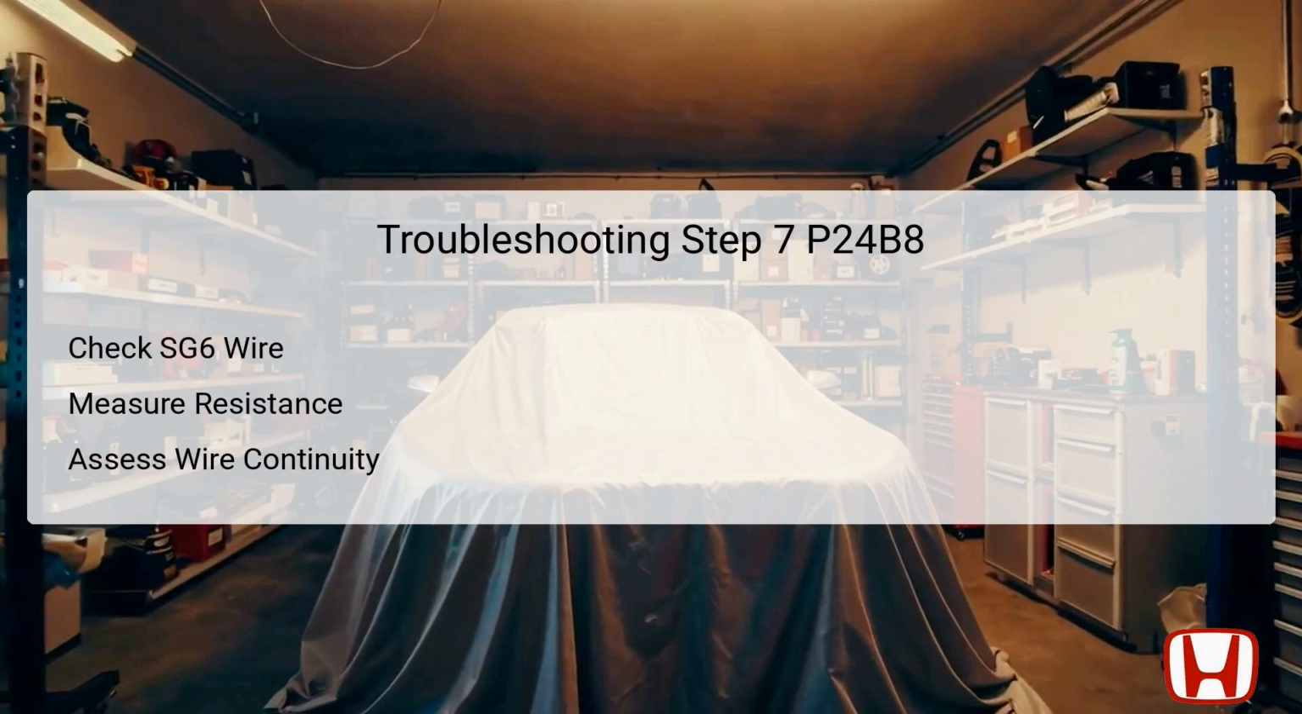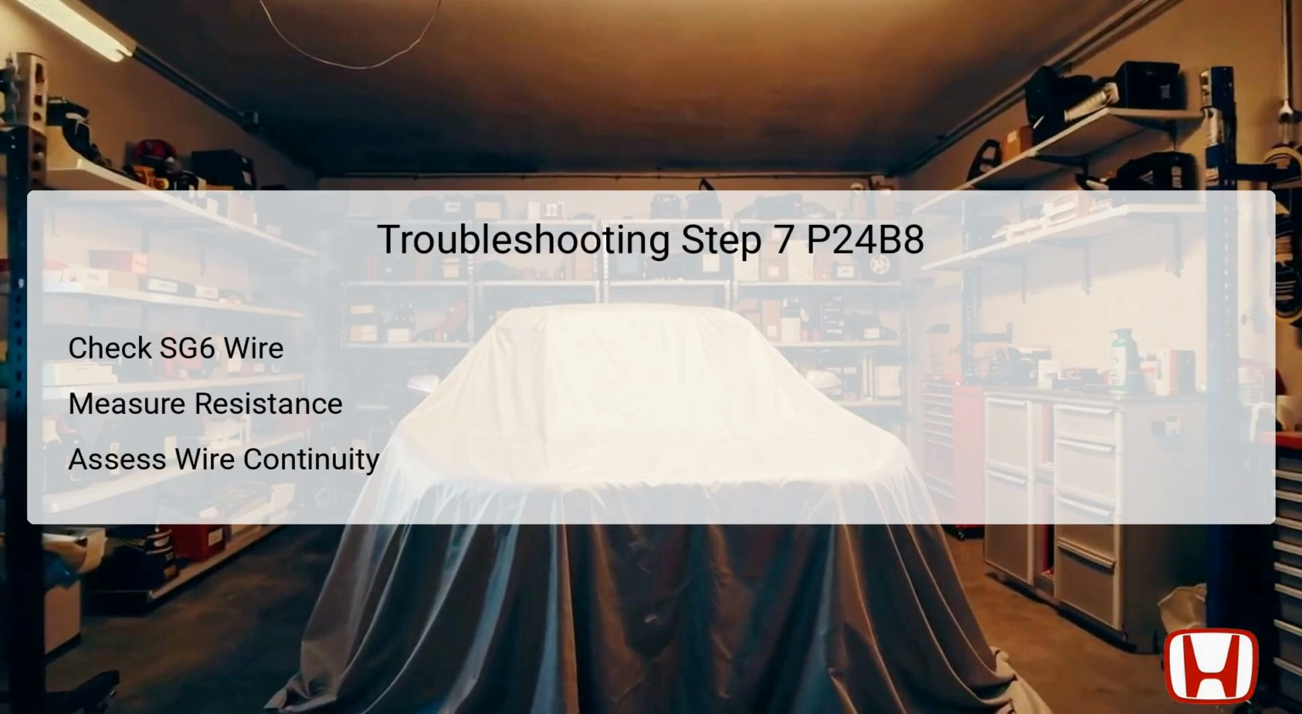In the seventh step of troubleshooting for the P24B8 code, we check the SG6 wire for resistance to confirm its integrity. With both the EVAP Leak Check Module 8P connector and the PCM connector E, ADP, disconnected, resistance measurements should be taken between specific test points as previously outlined.